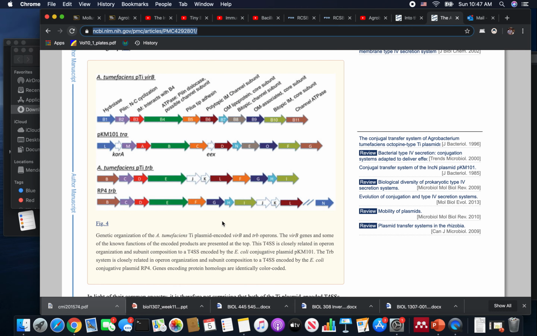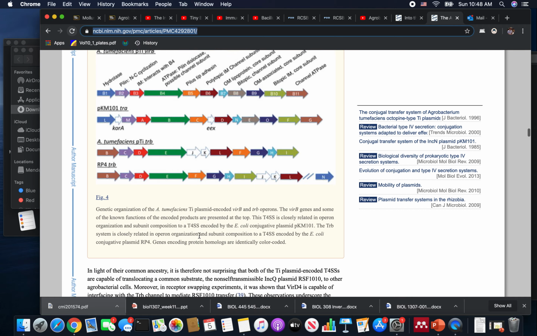And here we go. These are some organizations of some TI plasmids that have been found in Agrobacterium. You'll see a couple of these things that you recognize. Let's see. They would normally have their names above them. And so they're going to get called different names, but they're going to have the same functions as normal, I think.